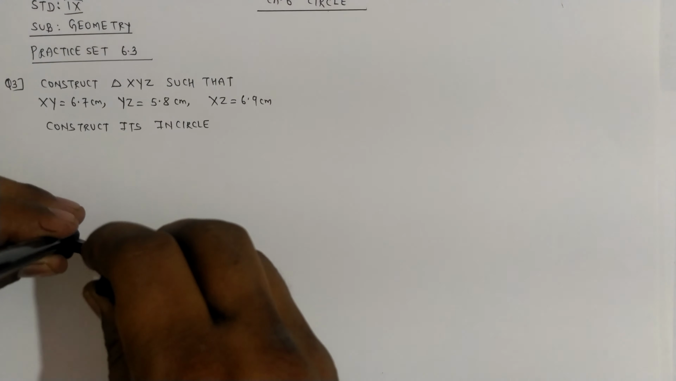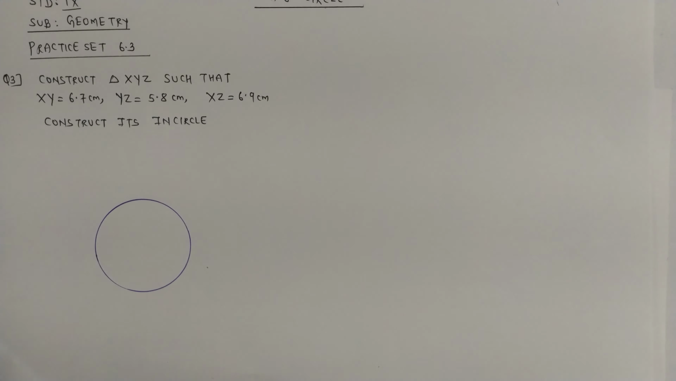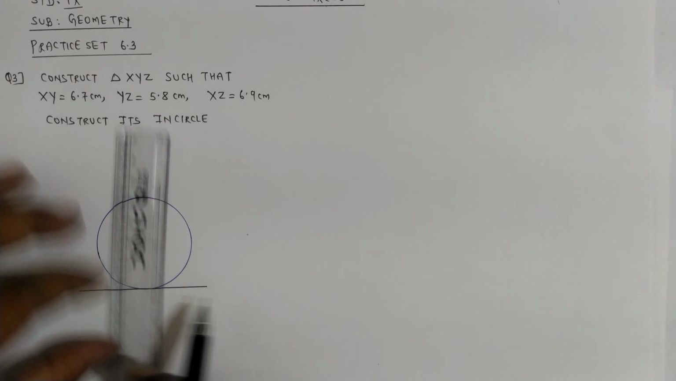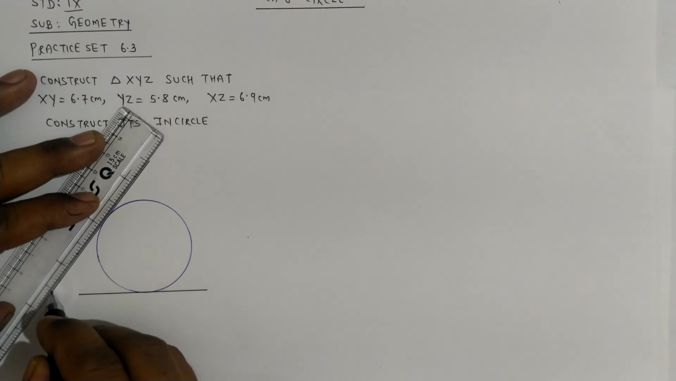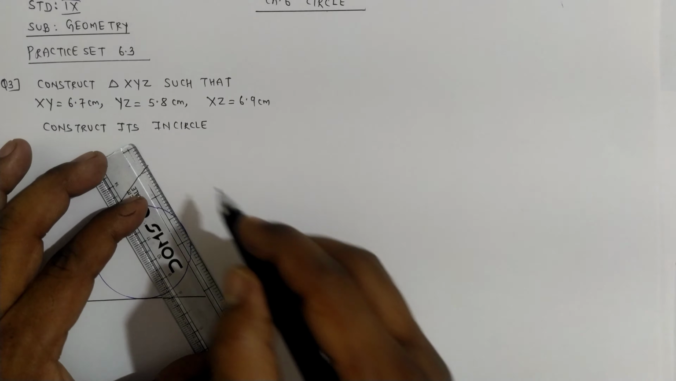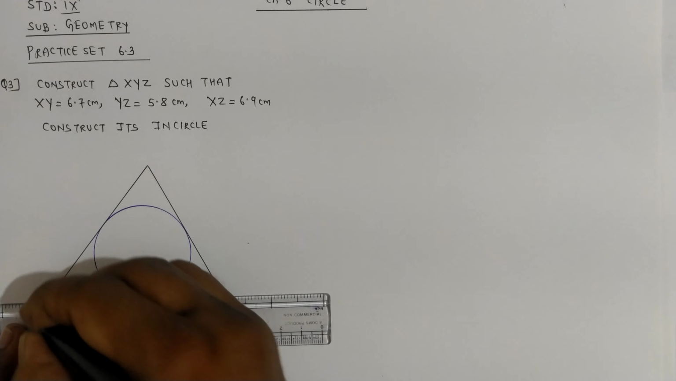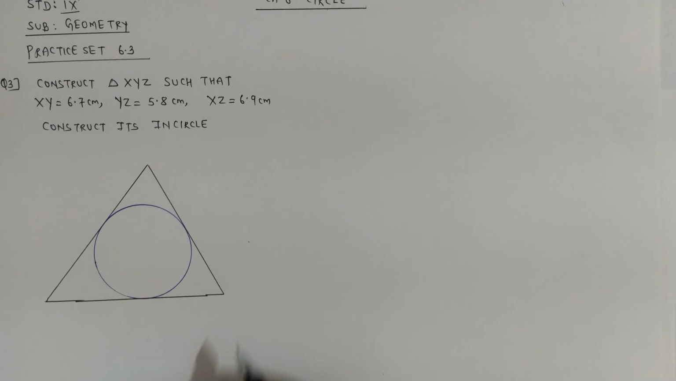Now see, there is an incircle, right? So we draw a rough figure for this. Well children, this is the rough figure, okay?